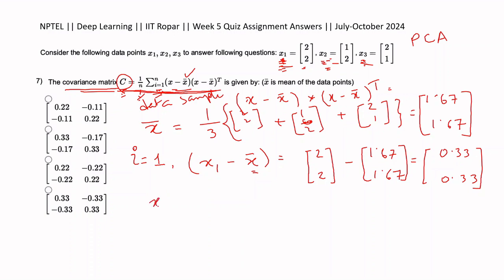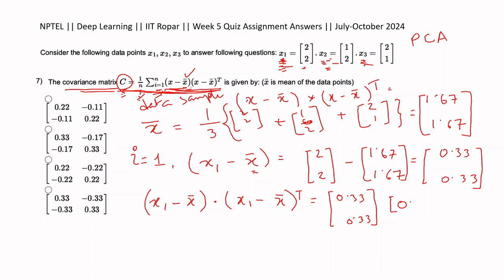Then I will calculate x minus x bar, this matrix multiplied by its transpose, that is x1 minus x bar transpose. Why am I calculating this? Because you see in this formula, I have to calculate this matrix multiplied by its transpose. So what will be this value? x1 minus x bar is what I just calculated, 0.33, 0.33, and the transpose matrix is nothing but 0.33 and 0.33.